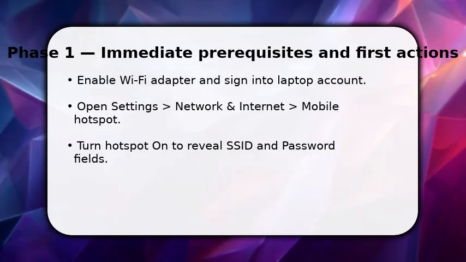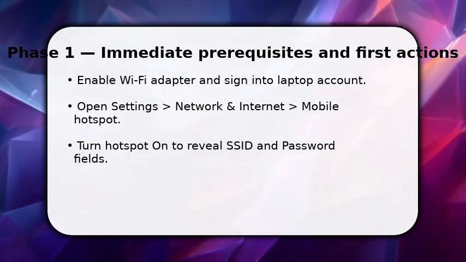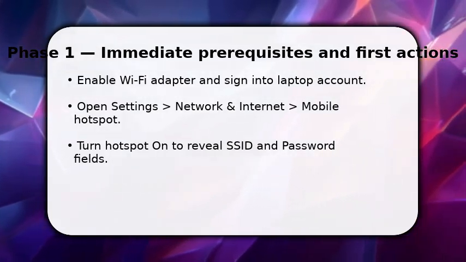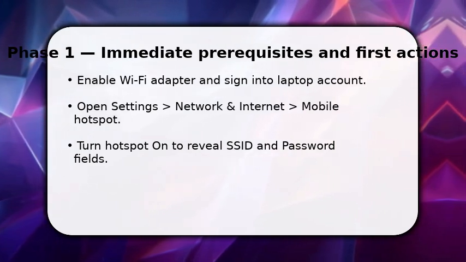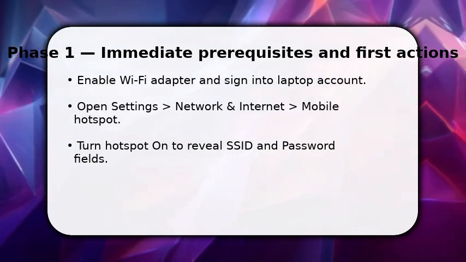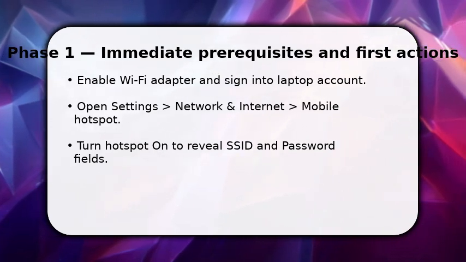You're starting now. Open Settings and go straight to Network and Internet, then Mobile Hotspot. You need the Wi-Fi adapter enabled. That allows the hotspot panel to show SSID and password. Once visible, you can edit fields.